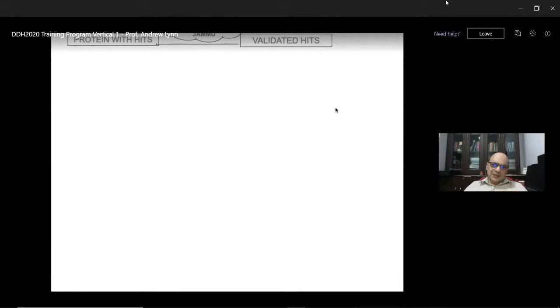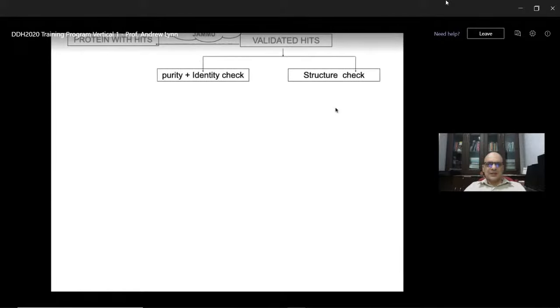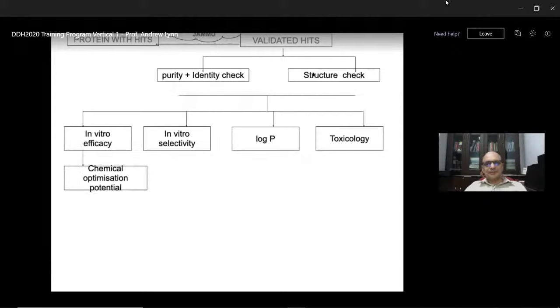Beyond validated hits, you also have the scope of doing what we call preclinical work. Now, in preclinical work, the lead is you have to check purity, the identity check. You have to also see whether the structure is correct. Then there are standard assays, the in vitro efficacy, the in vitro selectivity, log P, toxicology, the chemical optimization potential.